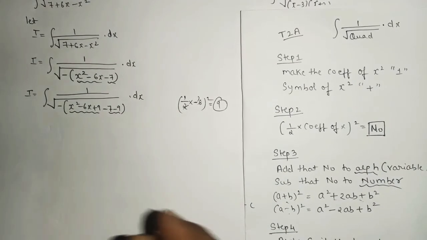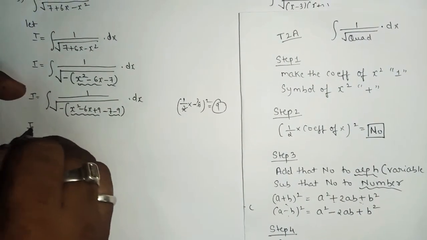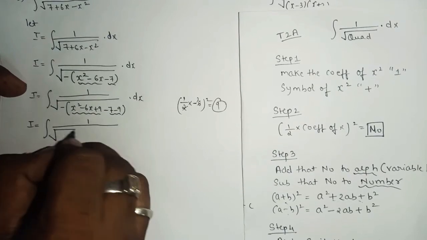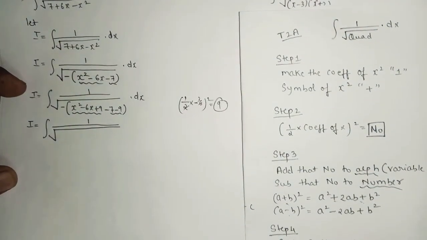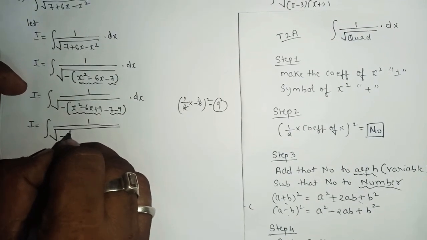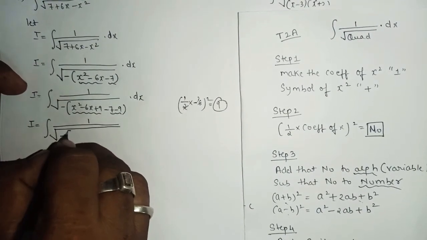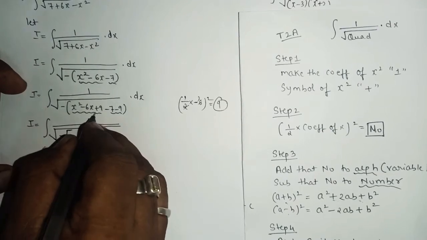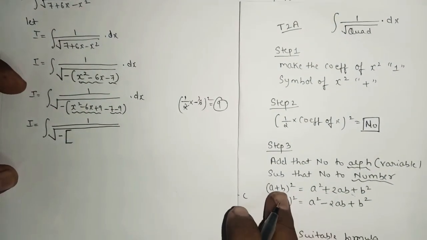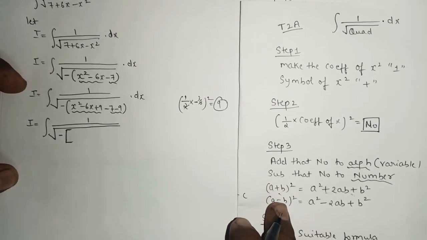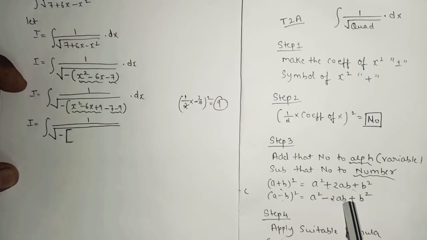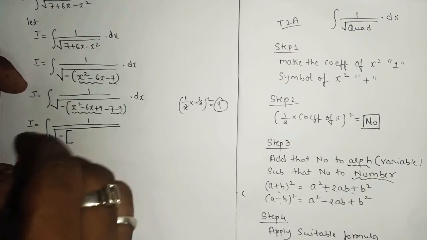Okay, after this I equals integral 1 upon root minus, this part. As here it is minus and plus, this part we know will either get converted into a plus b the whole square or a minus b the whole square. As here it is minus and plus, it will be in the form of a minus b the whole square.